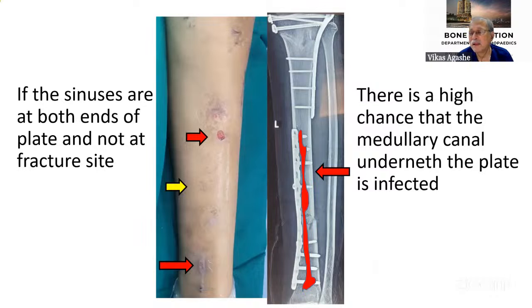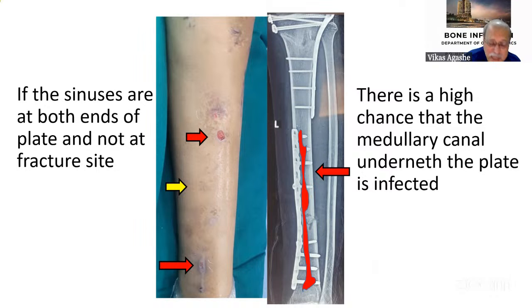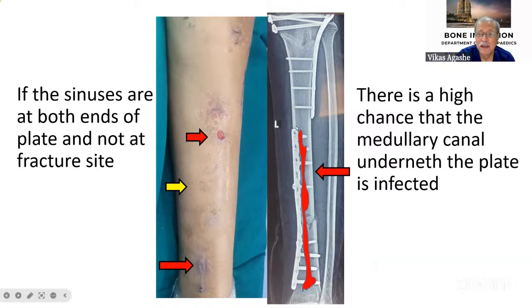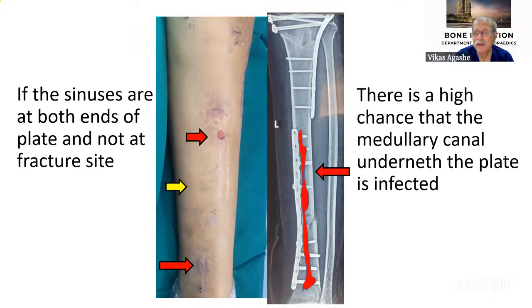Did you understand or not? Now I would request all of you to start your videos again and tell me if you have understood this, because it is very, very vital. The entry has happened here and sinuses are here. That means from inside there has to be infection, isn't it? Sir, but then why is there no infection at the entry side? Absolutely. Fracture side? Perfect question.